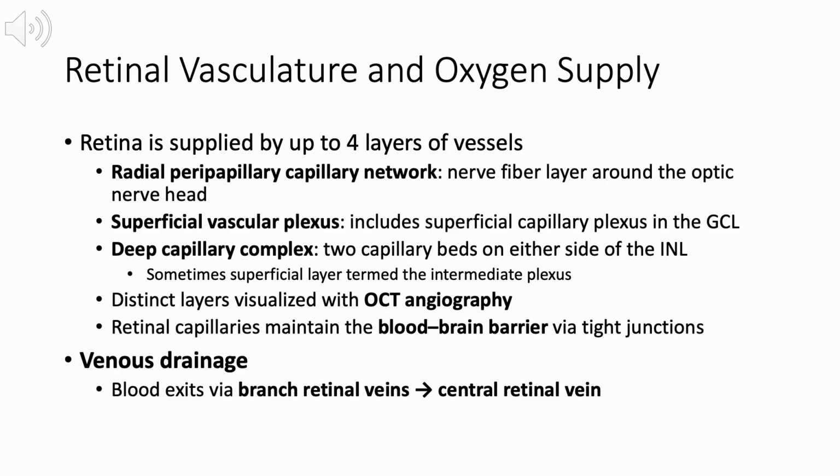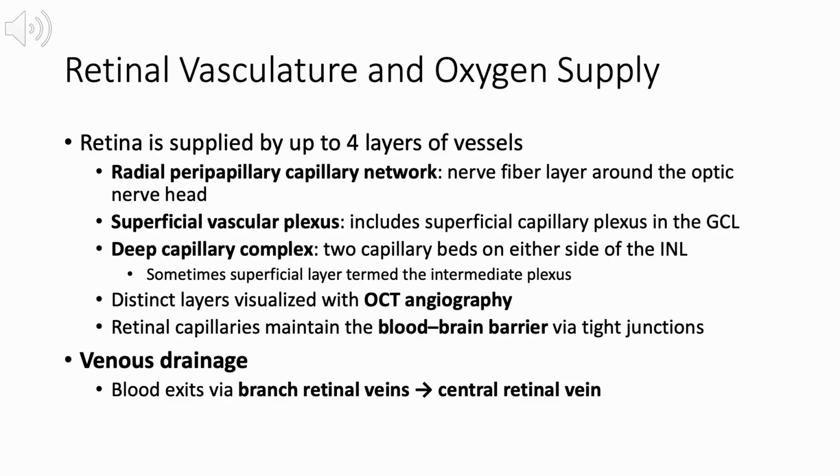Moving outward, the superficial vascular plexus includes the superficial capillary plexus within the ganglion cell layer. Deeper within the retina is the deep capillary complex, which consists of 2 capillary beds located on either side of the inner nuclear layer. The more superficial component of this deep complex is sometimes referred to as the intermediate plexus. These distinct vascular layers can be visualized using OCT angiography.